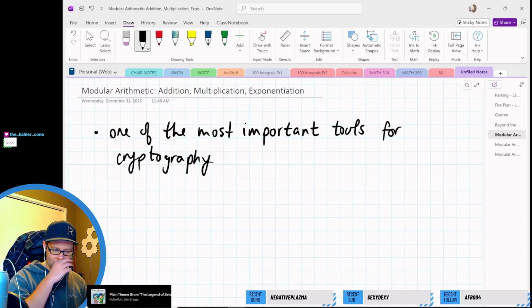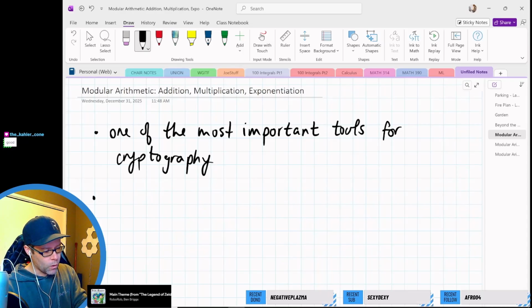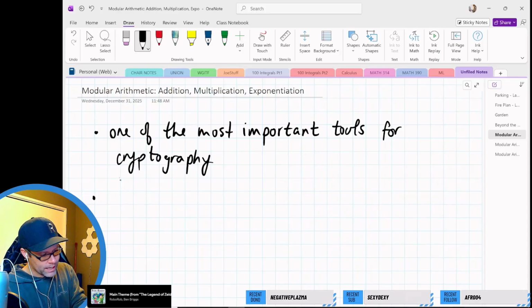One might argue that a really good understanding of modular arithmetic and number theory is the foundation for understanding cryptography. If you haven't used modular arithmetic before, essentially what we're going to be thinking about is remainders after doing division. So that's the key idea here.